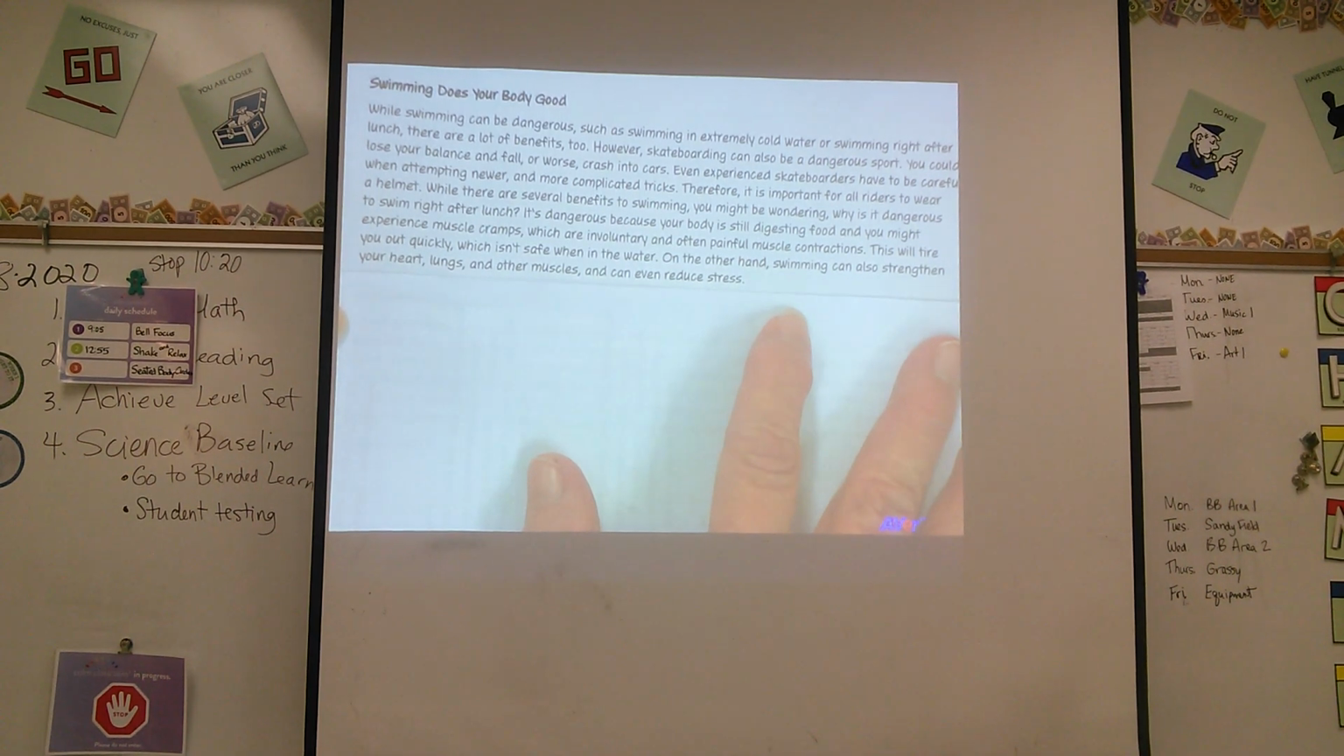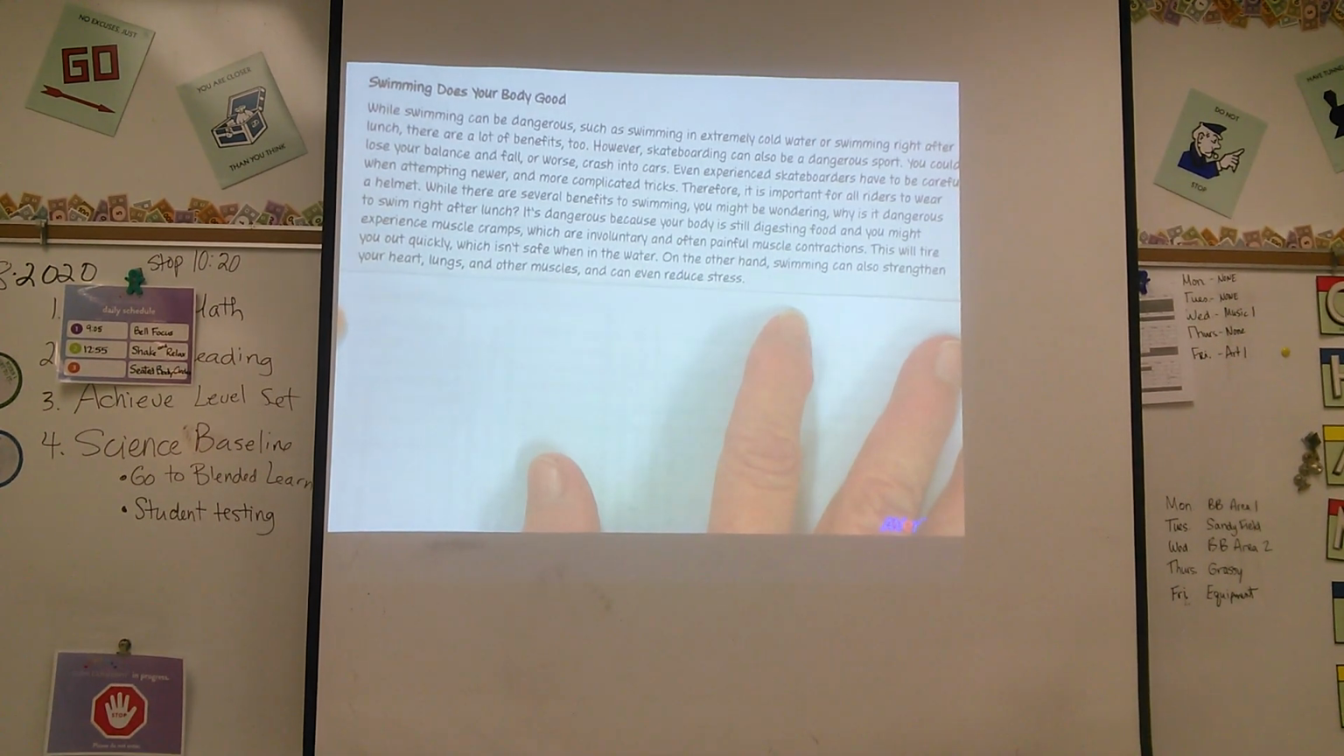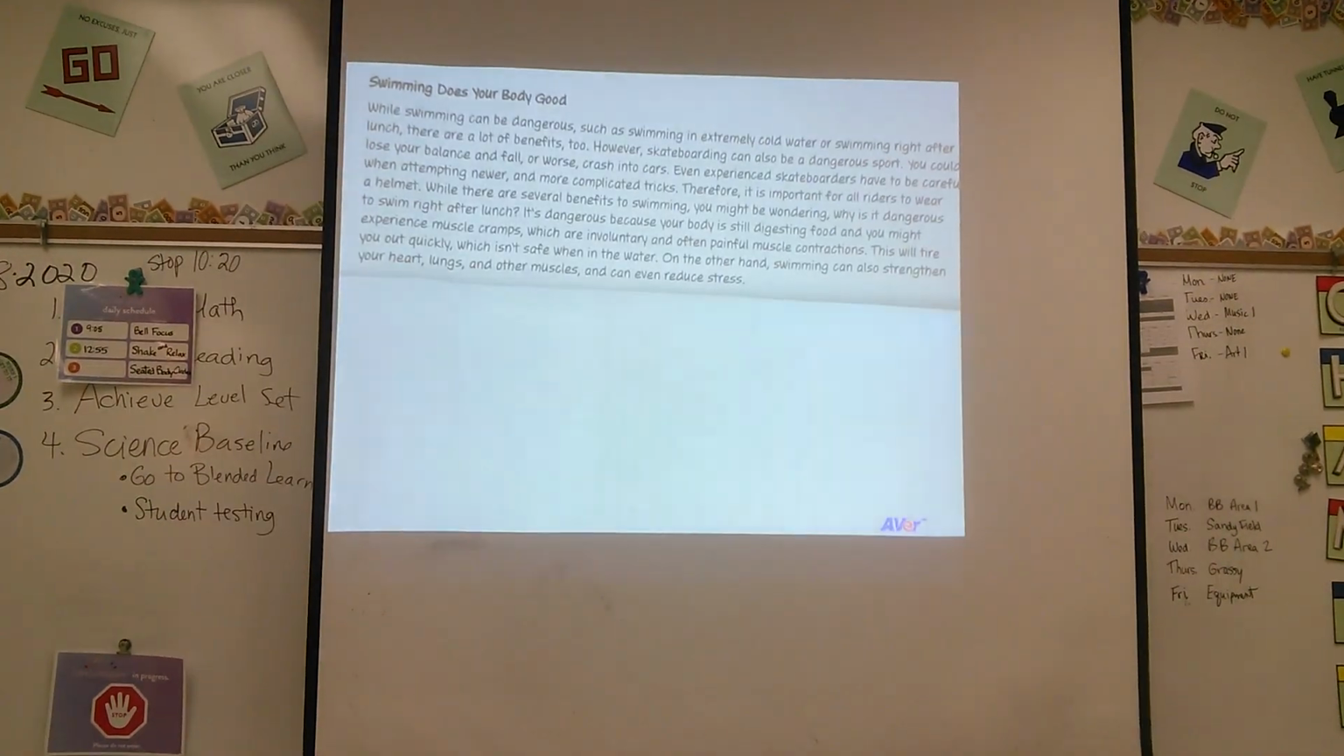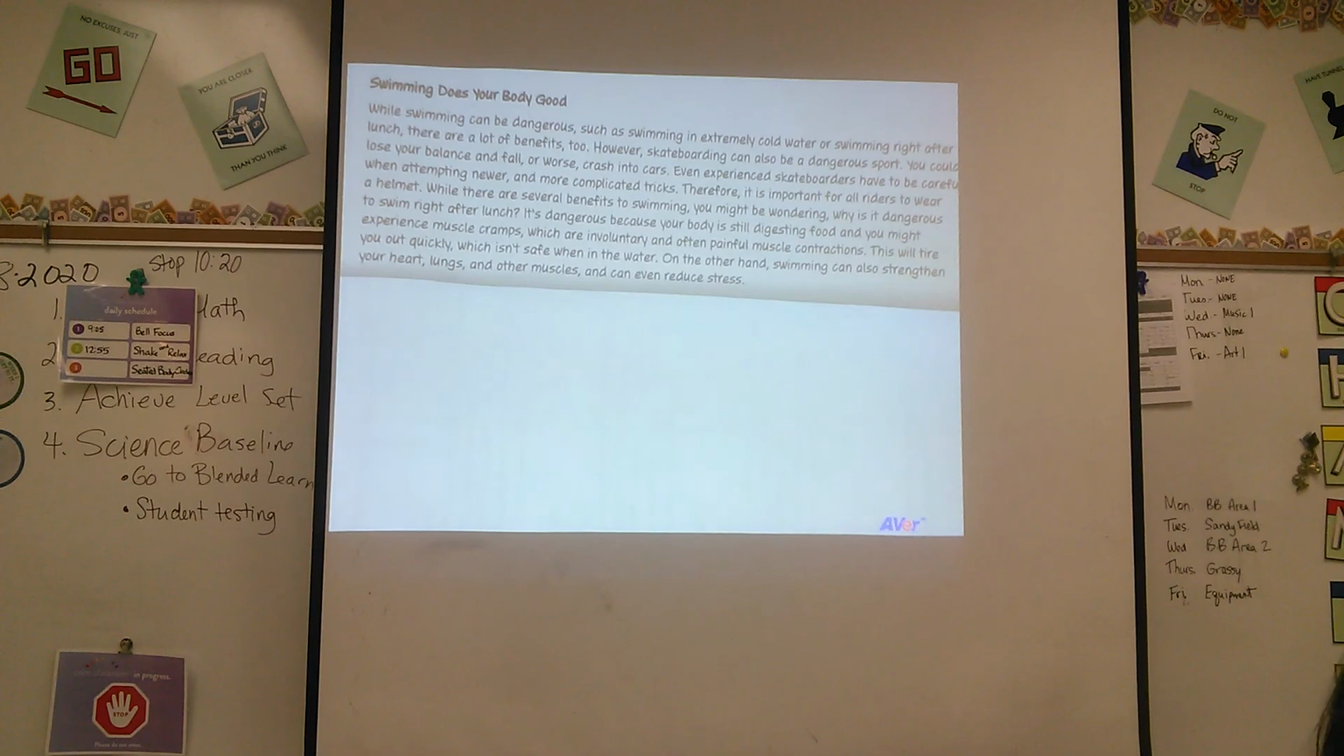While there are several benefits to swimming, you might be wondering why is it dangerous to swim right after lunch? It's dangerous because your body is still digesting food and you might experience muscle cramps, which are involuntary and often painful muscle contractions. This will tire you out quickly, which isn't safe when in the water. On the other hand, swimming can also strengthen your heart, lungs, and other muscles and can even reduce stress.